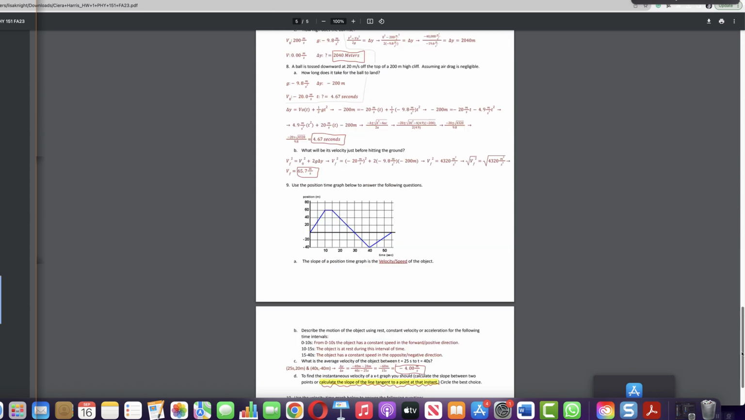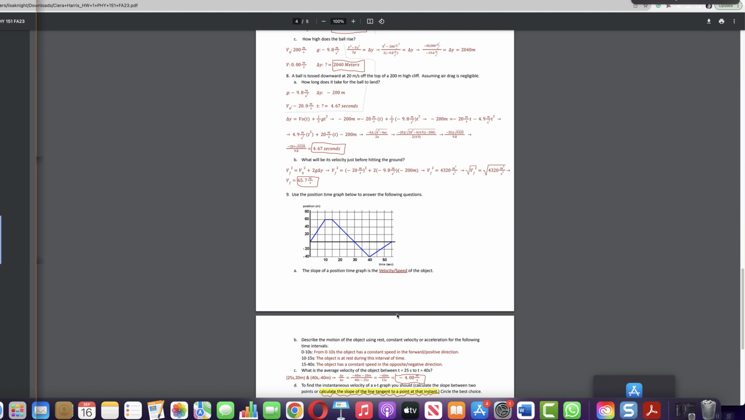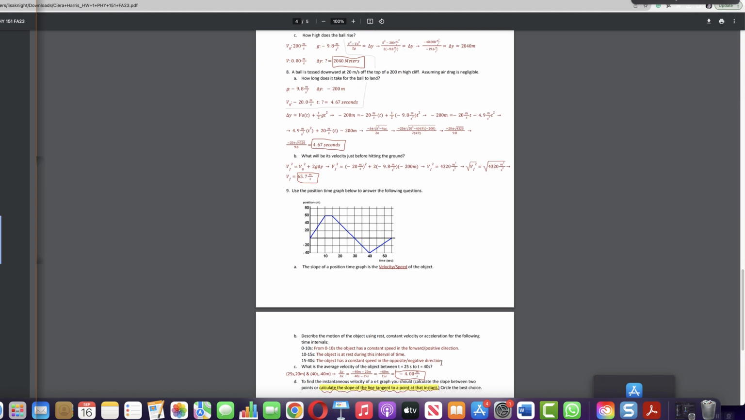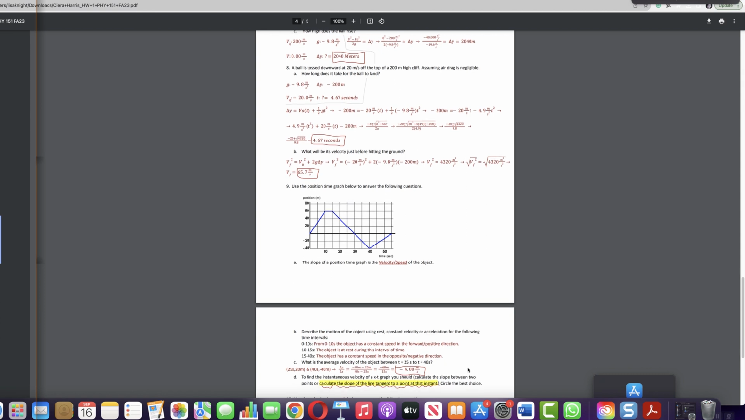And then finally, your graph questions. When you're looking at a position graph, slope is velocity. So it has a constant positive speed from 0 to 10, from 10 to 15 it's at rest, and from 15 to 40 it has a constant speed in the opposite direction. The average velocity is literally the slope between those 2 points. You were trying to use a kinematics equation? You could, but you should be finding that as just a slope, which is negative 4.00 meters per second. A lot of you just said negative 4, so that's a sig dig problem. You didn't add your sig digs.